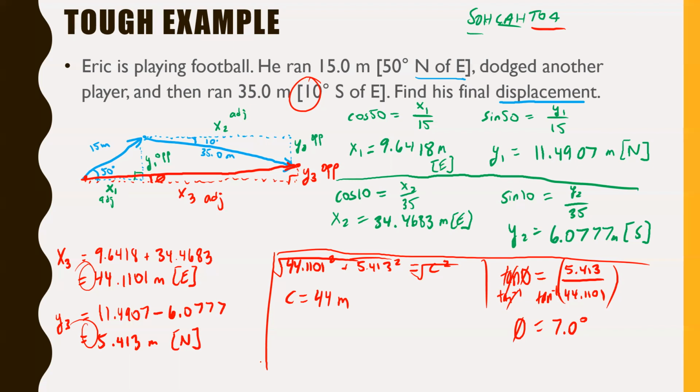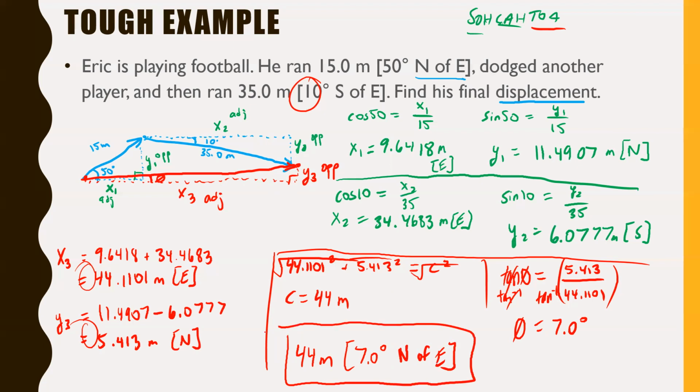Let's polish this off by putting all this stuff together. It's going to be a final answer of 44 meters, and then square bracket, 7.0 degrees. And remember, we went east and then north with where our arrow is going from the starting point to the ending point, east, then north. So it would be north of east. It's always kind of backwards. Perfect. That would be your final answer there.